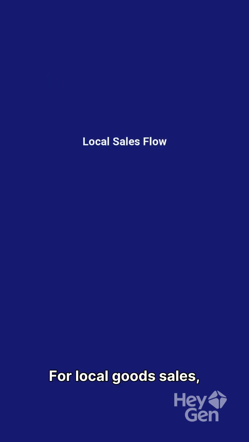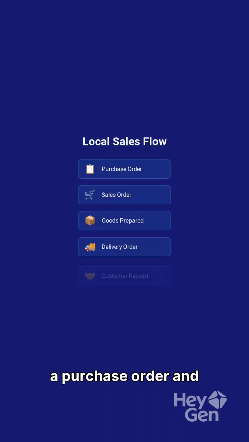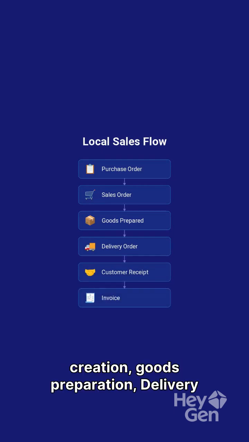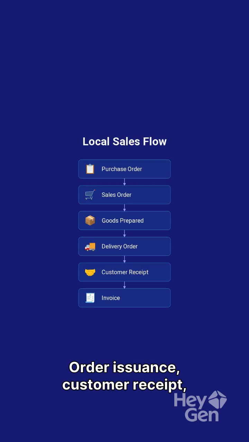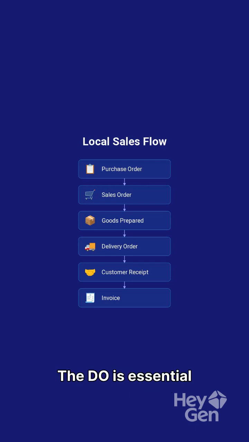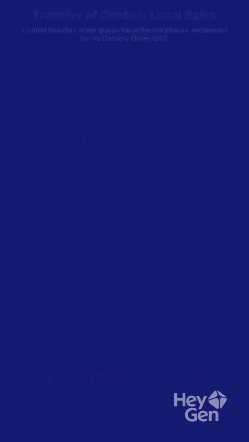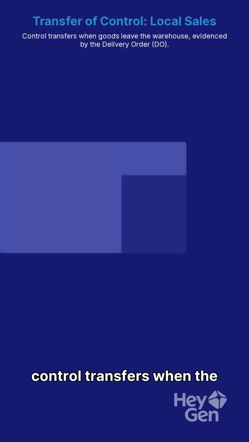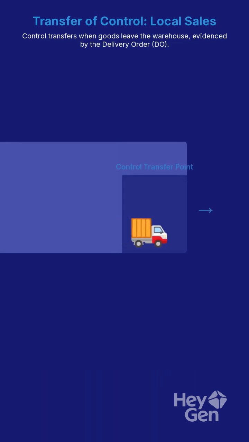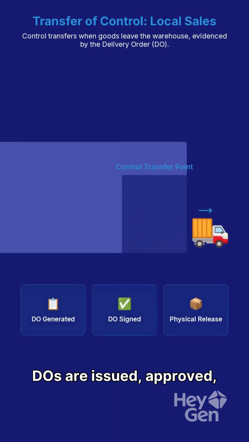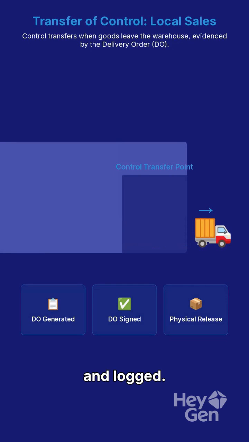For local goods sales, the flow begins with a purchase order and continues through sales order creation, goods preparation, delivery order issuance, customer receipt, and invoicing. The DO is essential because it represents the actual point of physical release. In most local sales, control transfers when the goods leave the warehouse. Auditors should verify how DOs are issued, approved, and logged. This includes understanding when the DO is generated, when it is signed, and when the company confirms physical release.